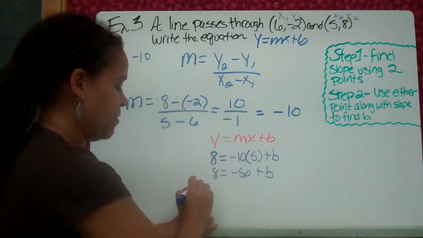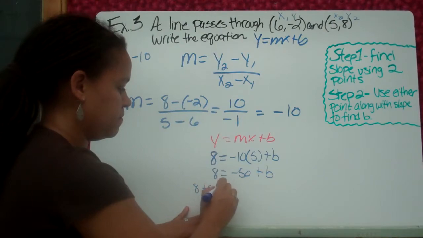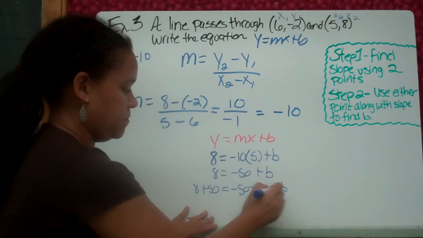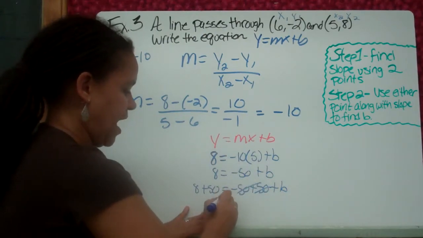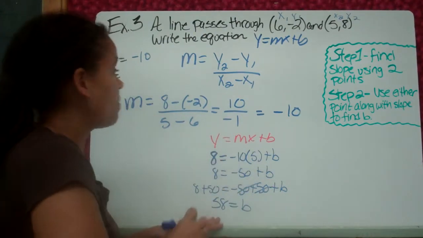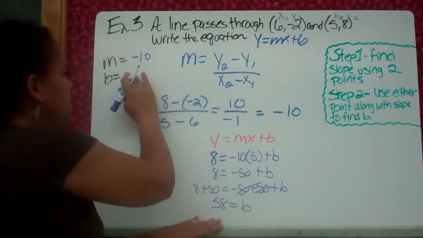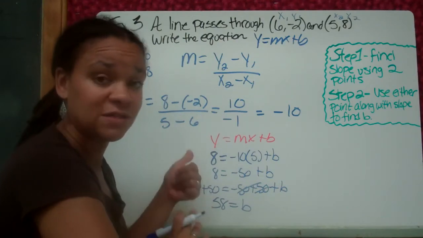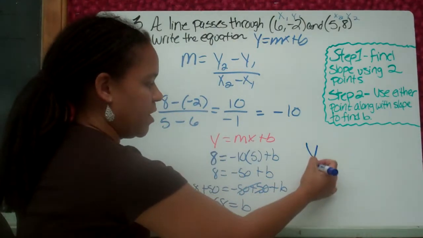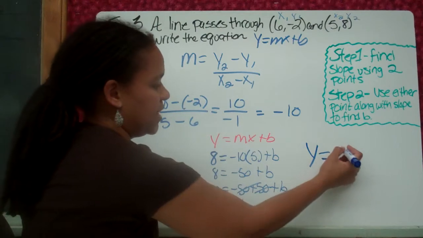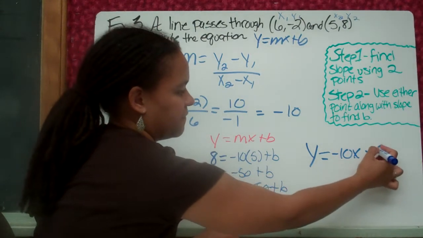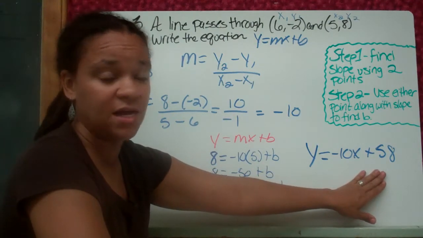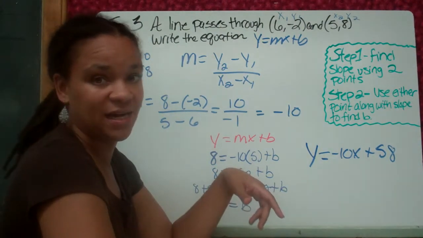Let's add 50 to both sides. 58 is equal to b. So my y-intercept is 58. Now you're ready to write your equation. You have a slope and a y-intercept. So the equation is y equals negative 10x plus 58. That means this line crosses the y-axis at 58, and the slope of this line is negative 10.